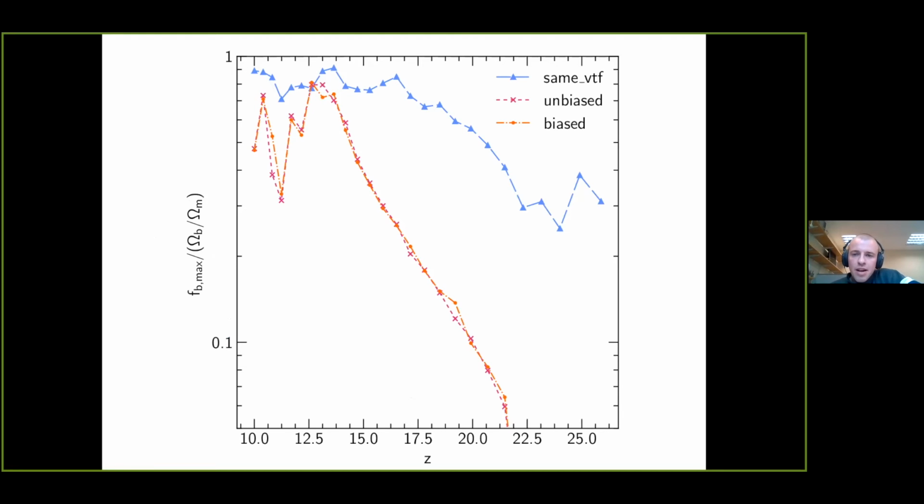So this is just laboring the point a bit more. This is the maximum baryon fraction for the matched halos. And you can see you have this suppression below about redshift 20, 25, 26, and 21, where the biased and unbiased cases haven't accreted much or any gas at all compared to the control case.